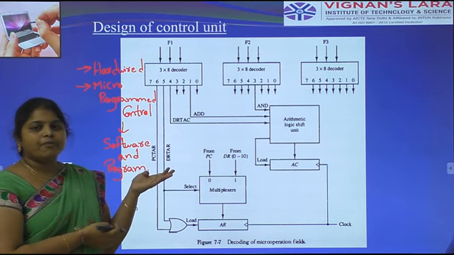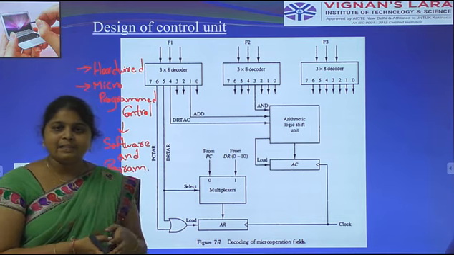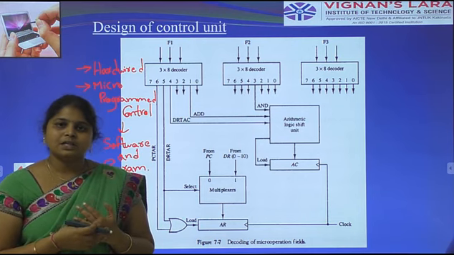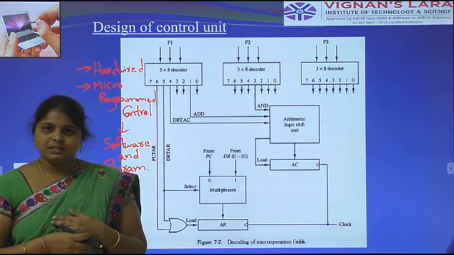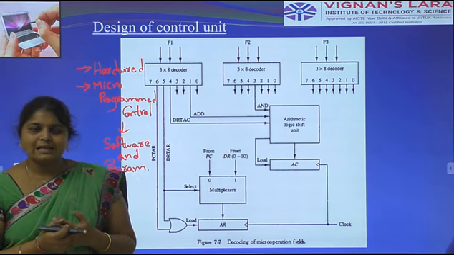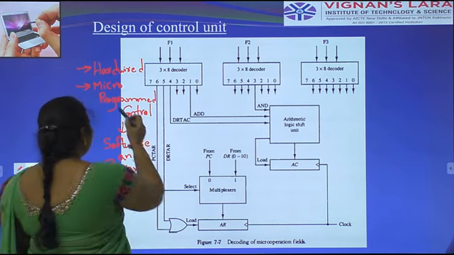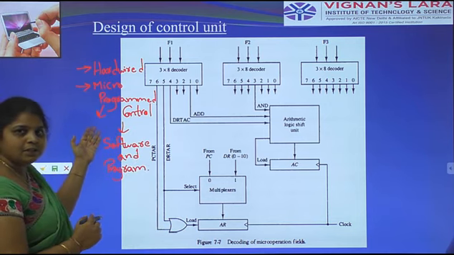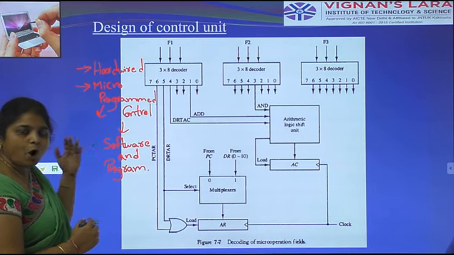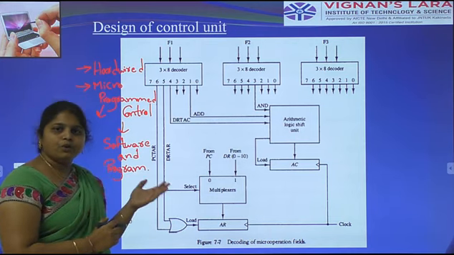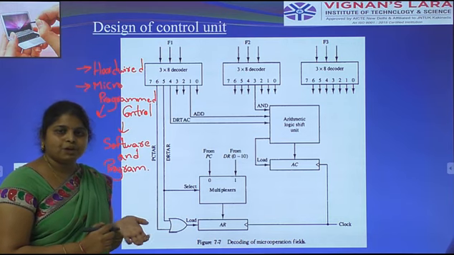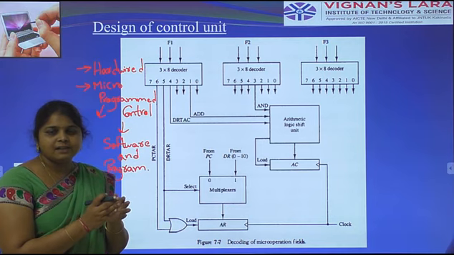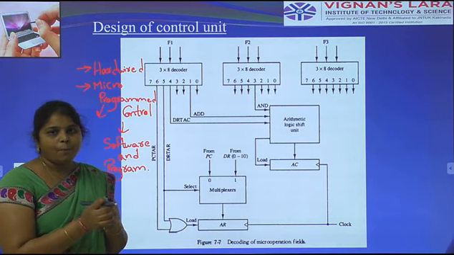What is the definition of microprogram? A microprogram contains microinstructions, a set of instructions. Every microinstruction has one or more operations. Microprogram is nothing but a set of microinstructions, like our programs. Simply, we use a C program, Java program, Python program. It contains a set of instructions, and every instruction contains one or more micro operations.